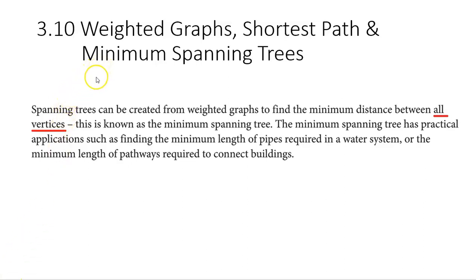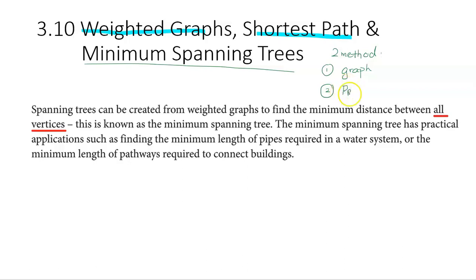Hi everyone. So I believe everyone already understands what a weighted graph and shortest path are. Today we are going to look into minimum spanning tree. There are two methods I'm going to teach you to identify a minimum spanning tree. The first method is using a graph to identify the minimum spanning tree, and the second method, which is quite popular, we call Prim's algorithm.